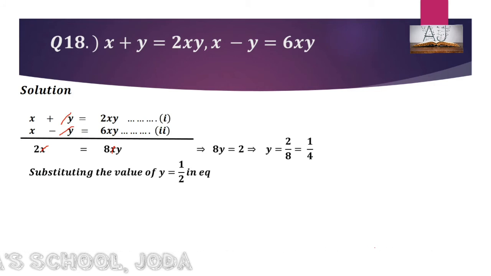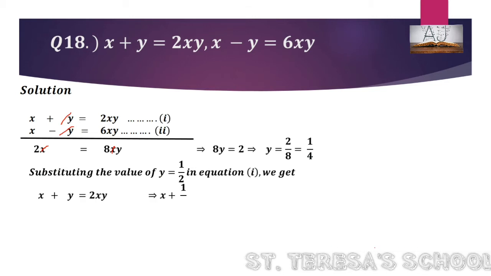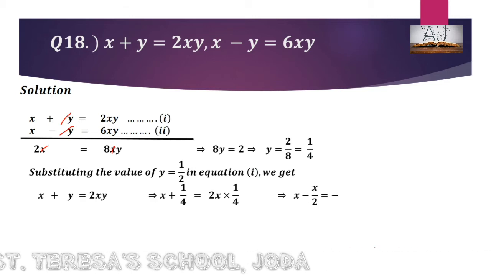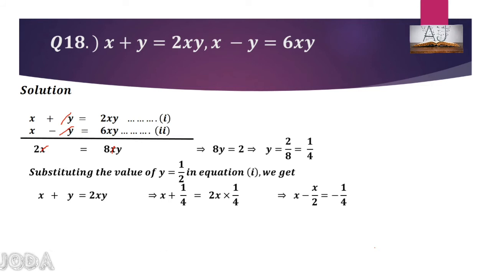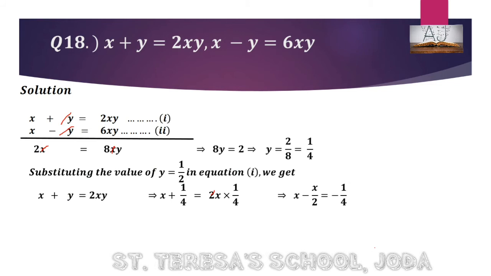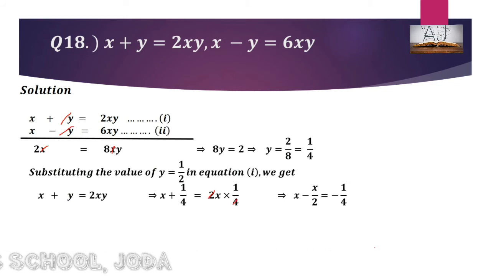And we get 8y is equal to 2, or y is equal to 2 by 8, that is 1 by 4. Now we'll substitute this value in any one of the equations. Okay, we'll substitute the value of y, suppose in equation 1. So x plus y equal to 2xy. Remember, we have to substitute it in the two places of y. So x plus 1 by 4 equal to 2x into 1 by 4. This 2 and 4 gets cancelled.